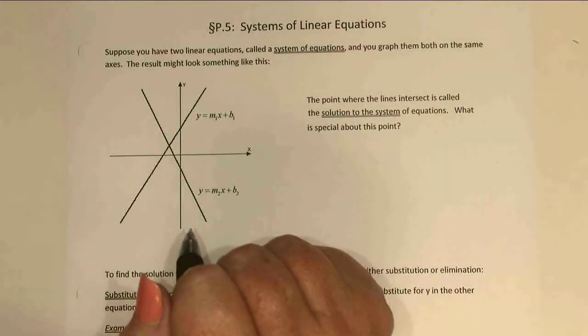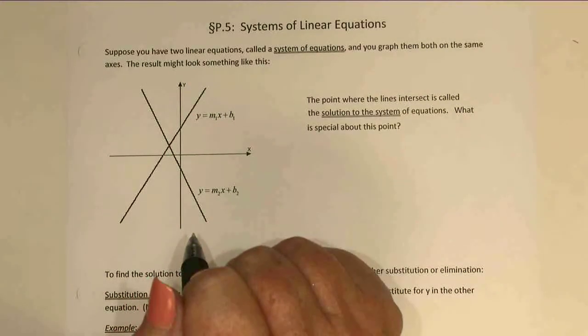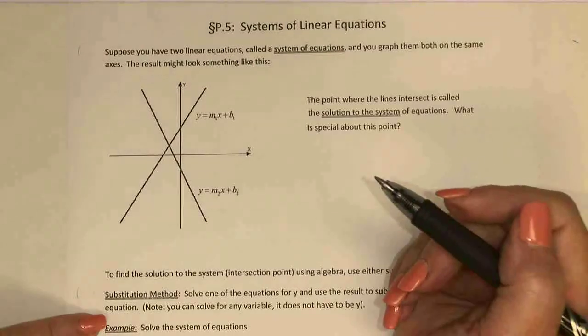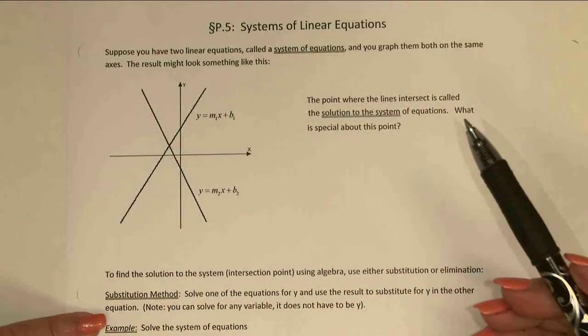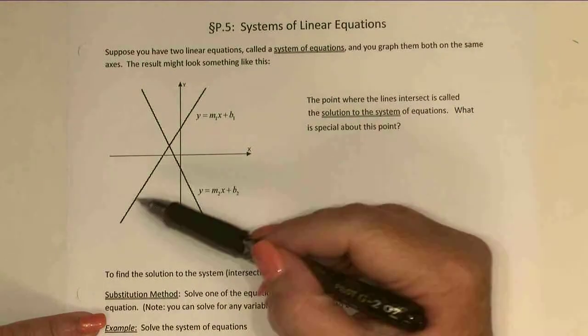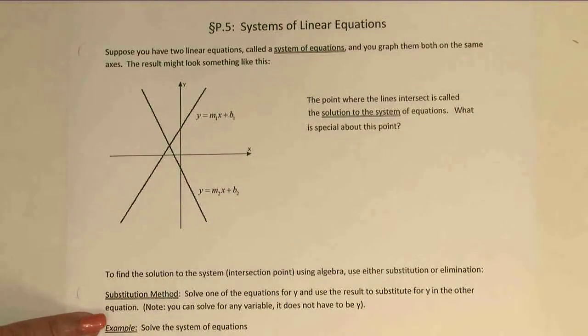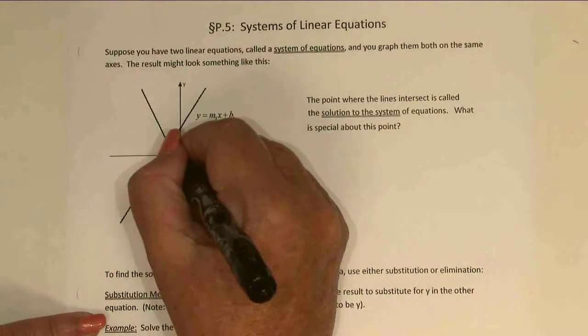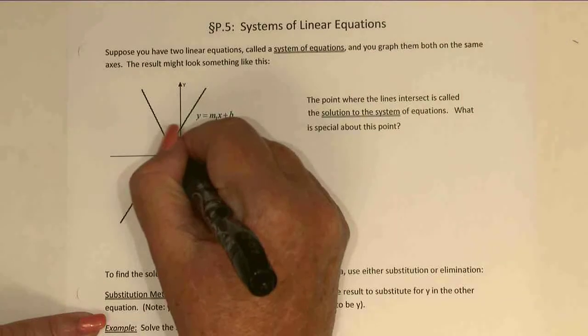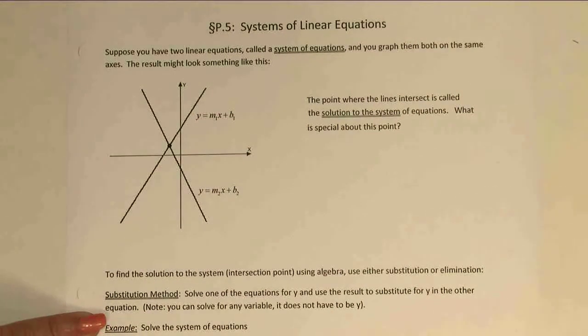Our systems will consist of two linear equations, and we already know how to graph a linear equation. So let's imagine that we've got our two equations and we've actually graphed them right here. Here's the first one, here's the second one. There's one point right here where these two lines intersect, and that's what we call the solution to the system.